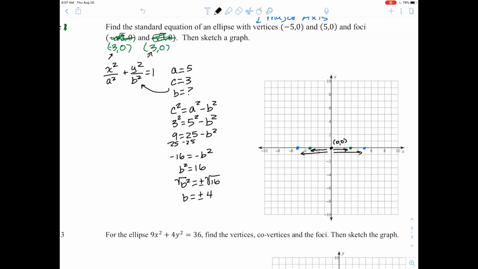So that means I'm going to go up 4 off the vertex, the center, and down 4 off the center. And so that helps me to graph it. Now I just need to write my equation because I've identified my A, I've identified my B. Well, I guess we could go ahead and sketch the graph here. So I'm going to sketch my ellipse.